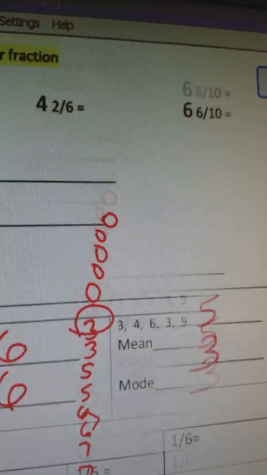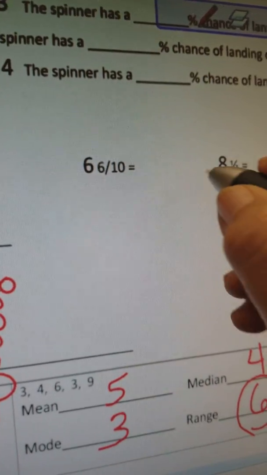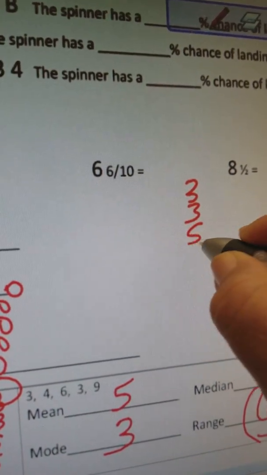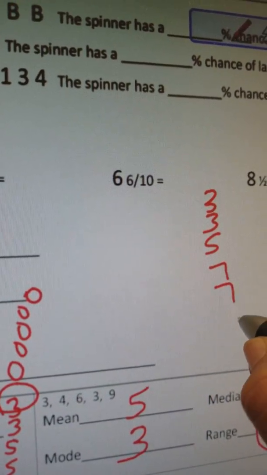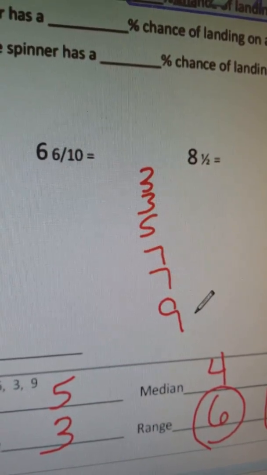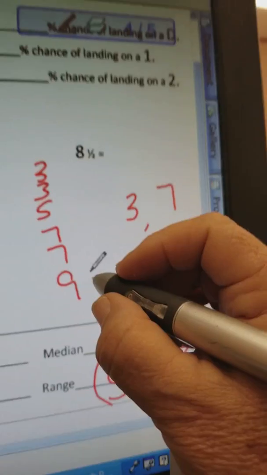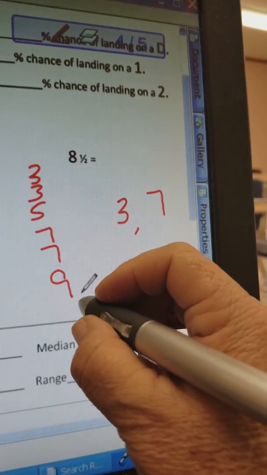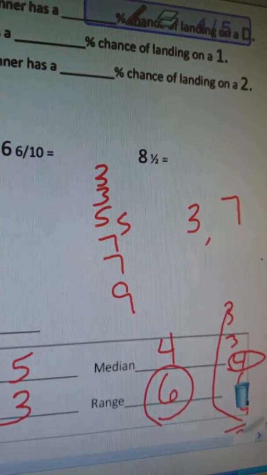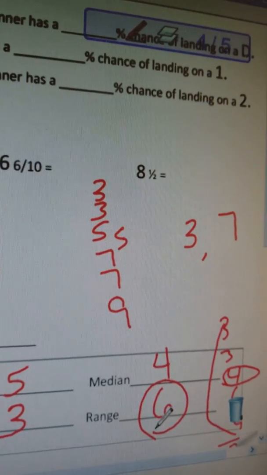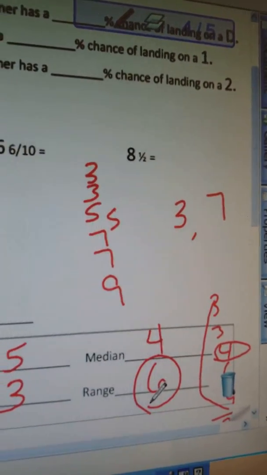Just one more example problem like that. Suppose I had 3, 3, 5, 7, 7, 9. I can have 2 modes, 3 and 7. Or if I had another 5 in here, I could have 3, 5, and 7. 9 would not be part of it. Mode means most, more than anything else.